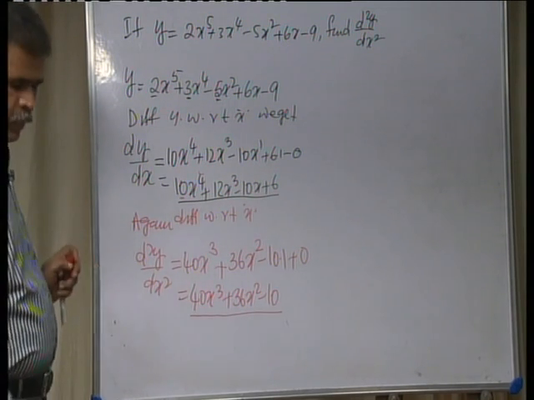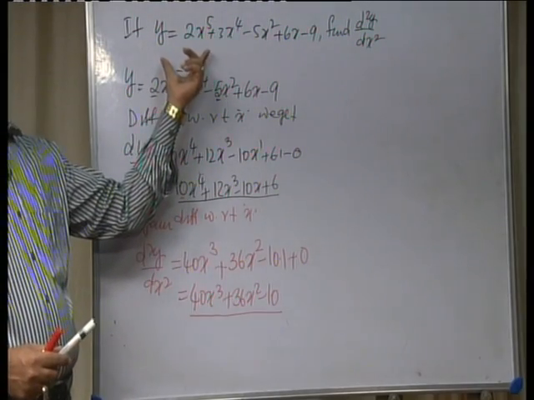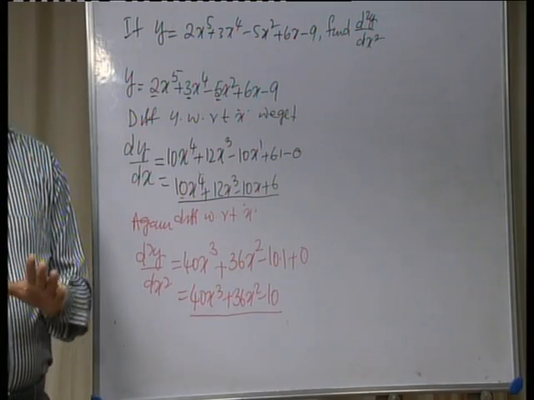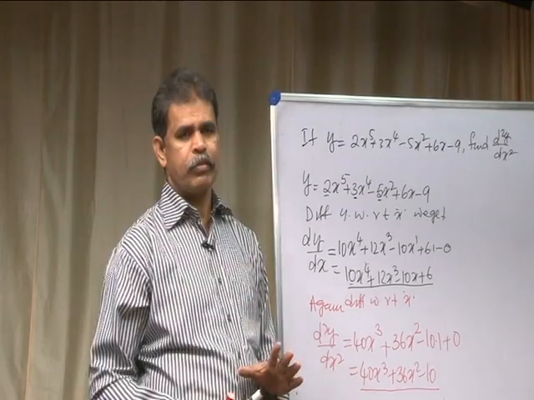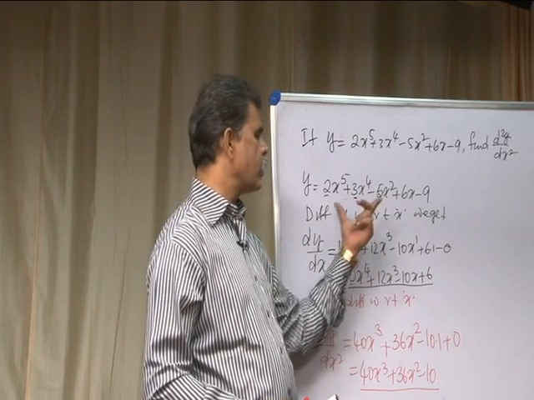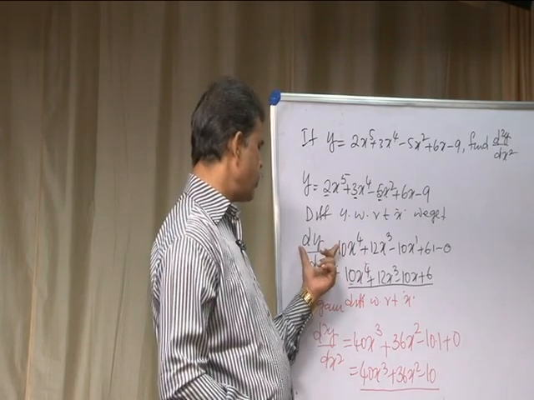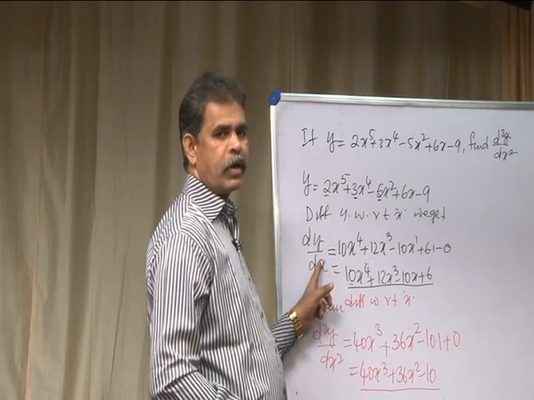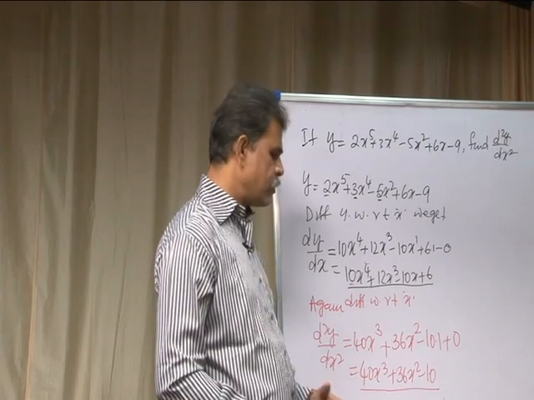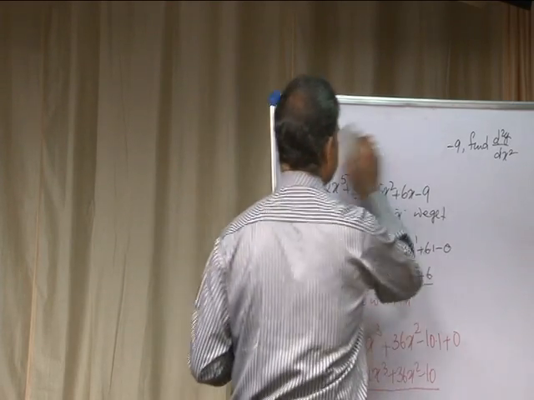Clear? Then you go for another example, or I will repeat this. Y will be given. How to get d square y by dx square? We have to first differentiate y with respect to x. So, when y is differentiated with respect to x, we will get dy by dx. When dy by dx is again differentiated with respect to x, we will get d square y by dx square. So, this is the procedure we have to follow to get the higher order derivative.